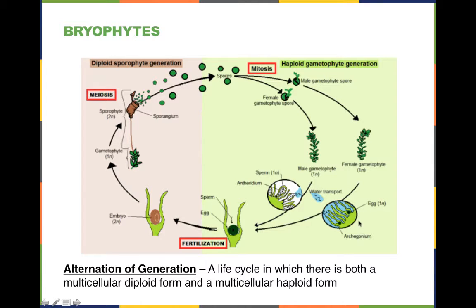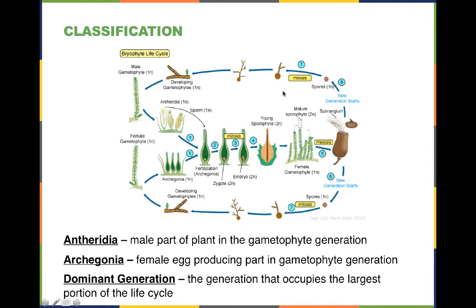The eggs come in an area called the archegonium. The sperm are in the antheridium. The pollination then occurs, and you have an egg. This embryo is now diploid and forms the sporophyte form, which is the 2N. It produces spores, and these spores then produce the gametophyte forms again. And that's what's known as the alternation of generations.